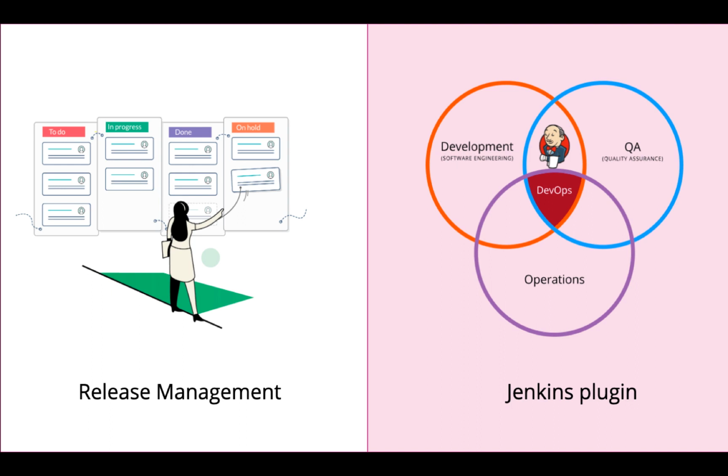In this webinar, I'm going to be demonstrating two new features in Zoho Sprints. First, a feature for release management that helps release managers to plan, organize, and track their releases. Second, our Jenkins plugin that helps DevOps teams to connect their CI/CD pipeline with Zoho Sprints.